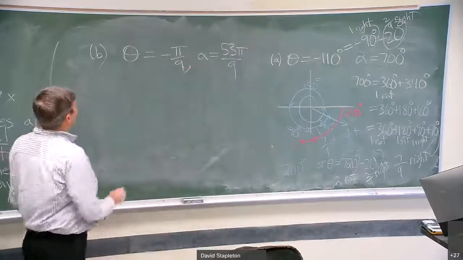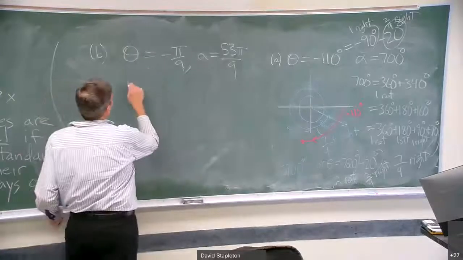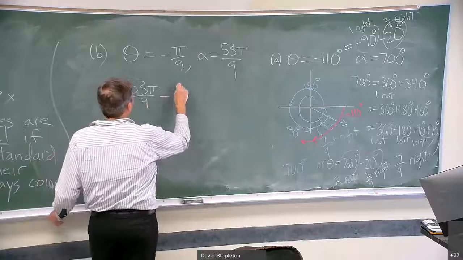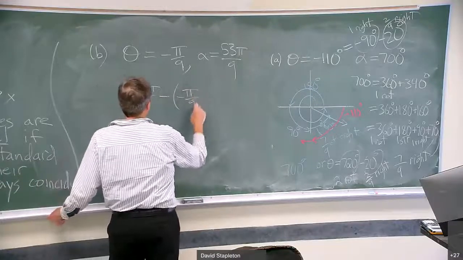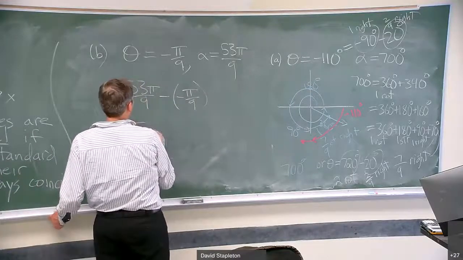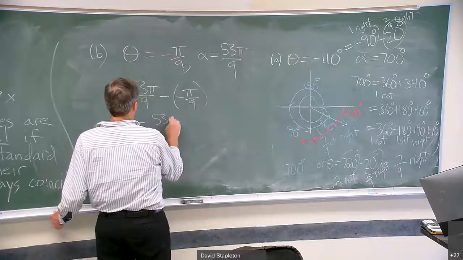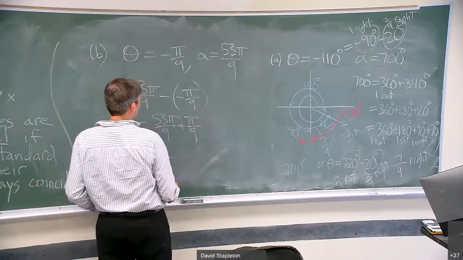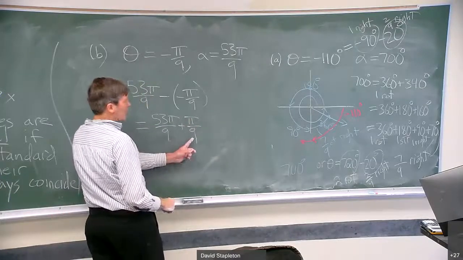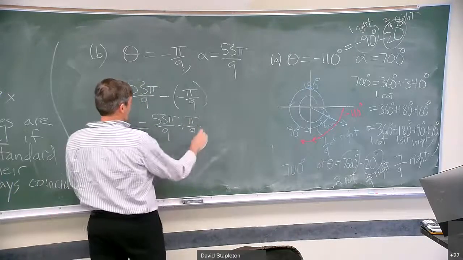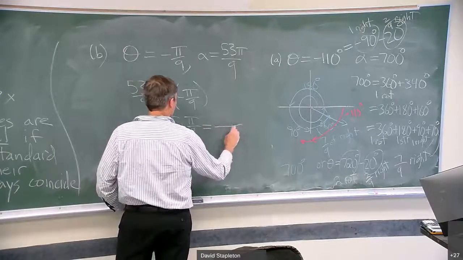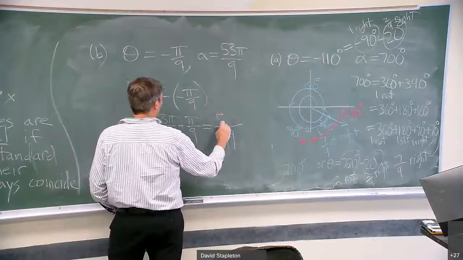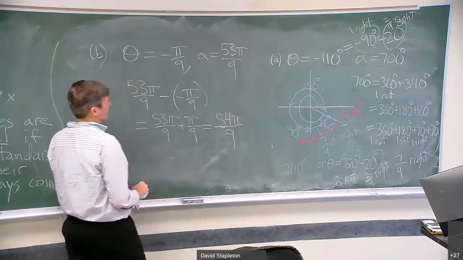You do the same thing. You subtract the smaller from the larger. You can take 53 pi over 9 minus negative pi over 9. Remember, when you subtract the negative, it's the same as adding it. So I'll say it's 53 pi over 9 plus pi over 9. And now when you add, you have to have them over a common denominator. We're going to do that again and again this semester. They already have one, so we say it's over 9. You add the numerators. 53 pi and pi is 54 pi. Right? So add the numerators over the common denominator.